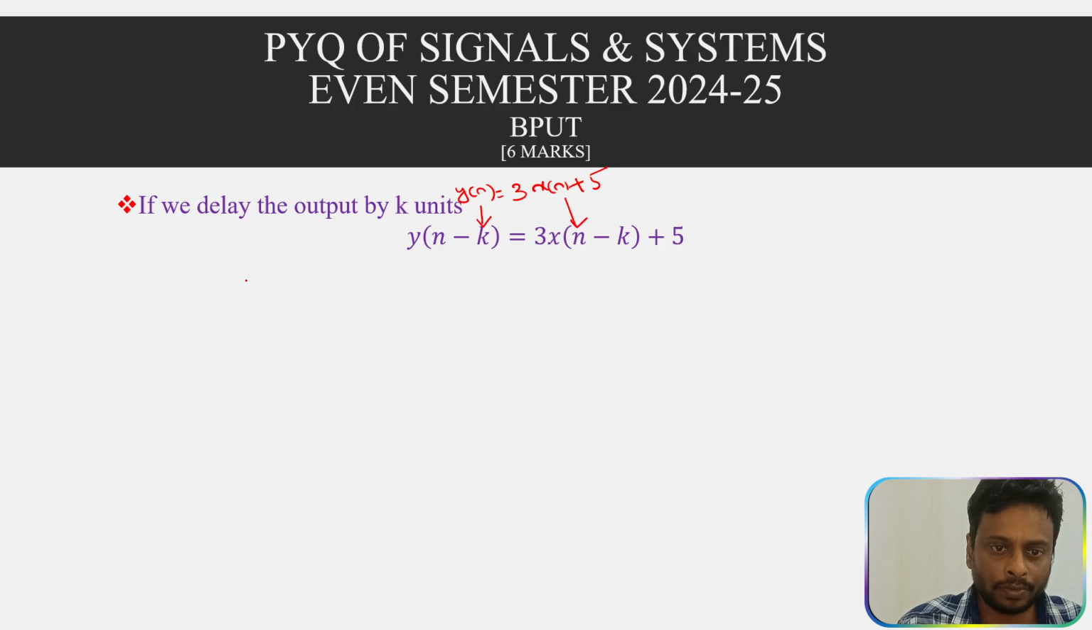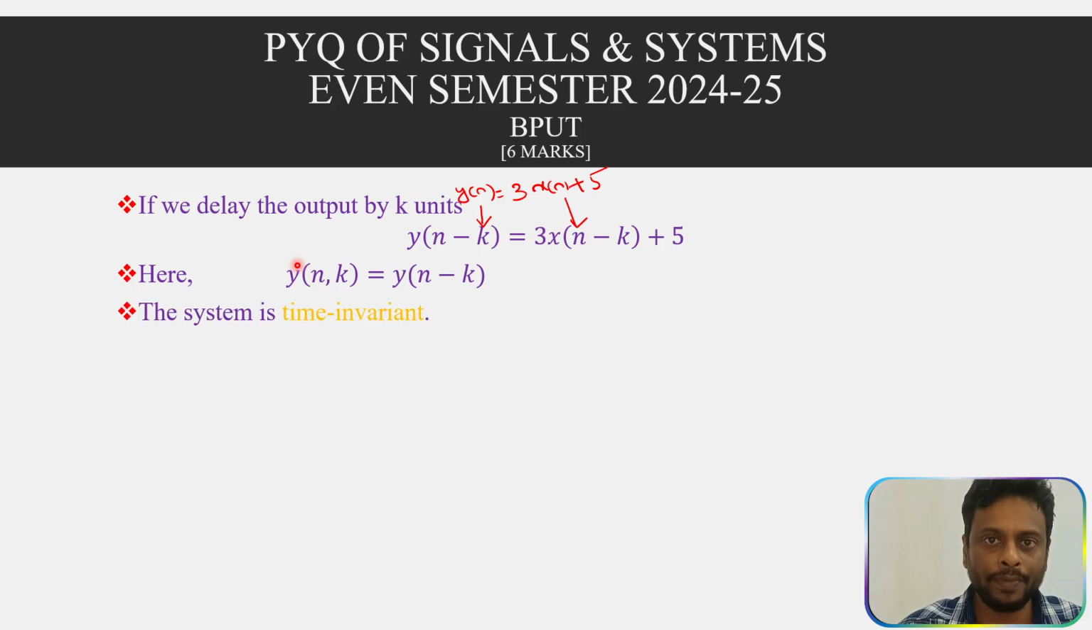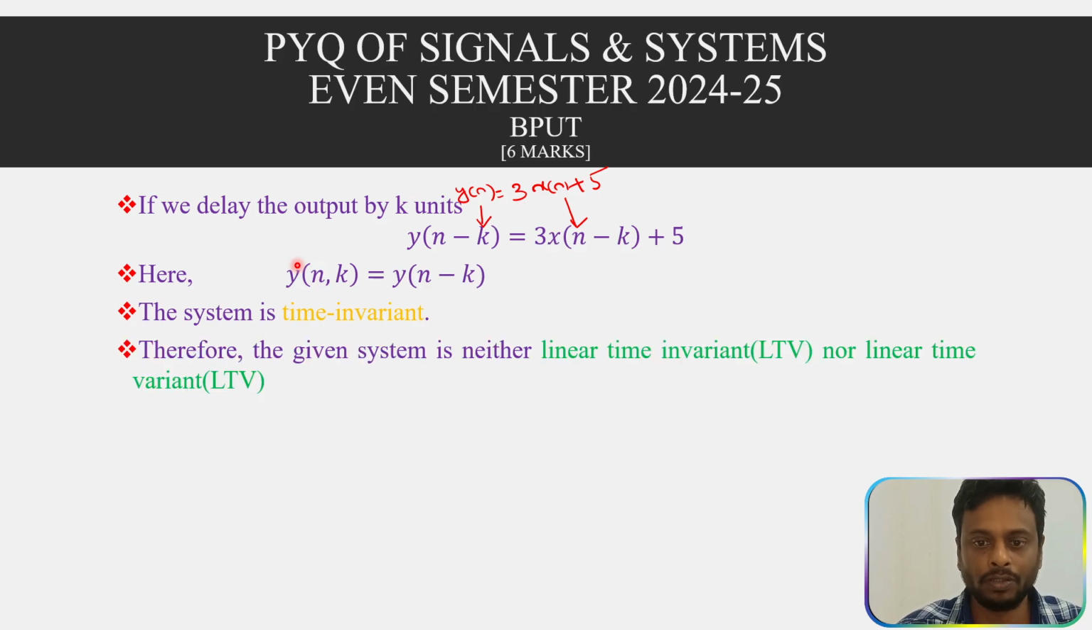Okay, so these two are equal. You can see y of n comma k is y of n minus k. So that is why the system is time invariant, but the system is not linear. That is why the given system is not a linear time invariant or linear time variant system. Okay, because it is not linear. It is time invariant, but it is not linear.